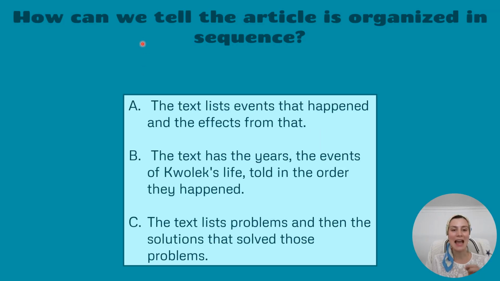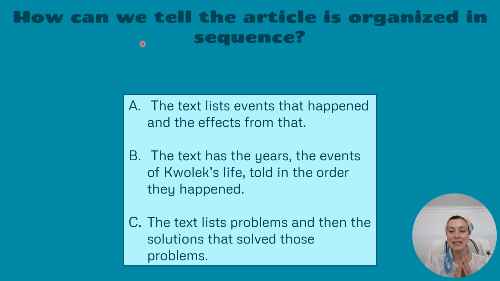Next question, guys. How can we tell the article is organized in sequence? A, the text lists events that happened and the effects from that. B, the text has the years, the events of Kwolek's life told in the order they happened. Or C, the text lists problems and then the solutions that solved those problems.